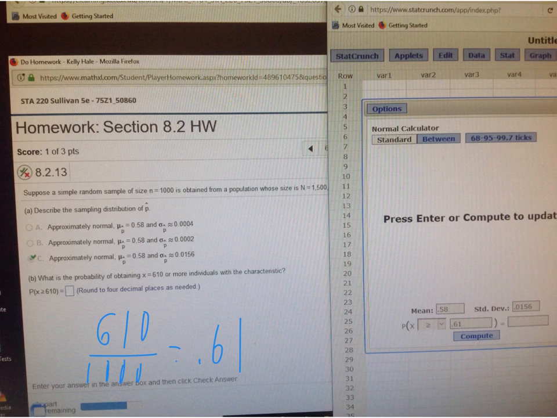And if you look over here, I put in a P, and when X is greater than 0.61, and then you click Compute, and it'll give you the answer that you need to round to 4 decimal places.